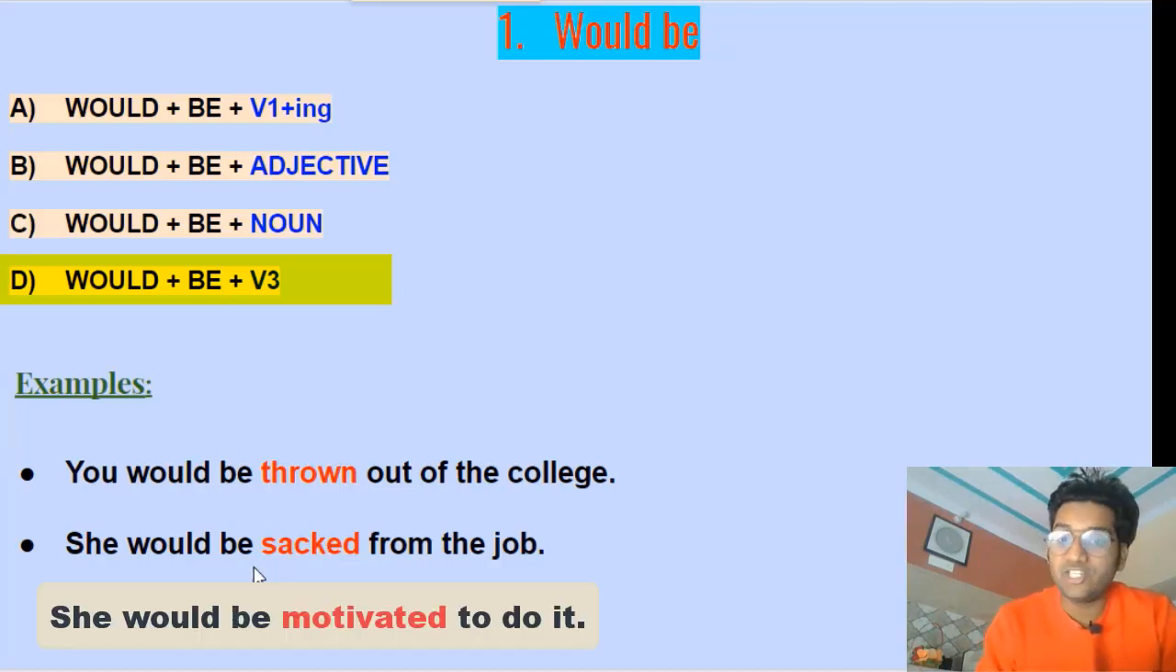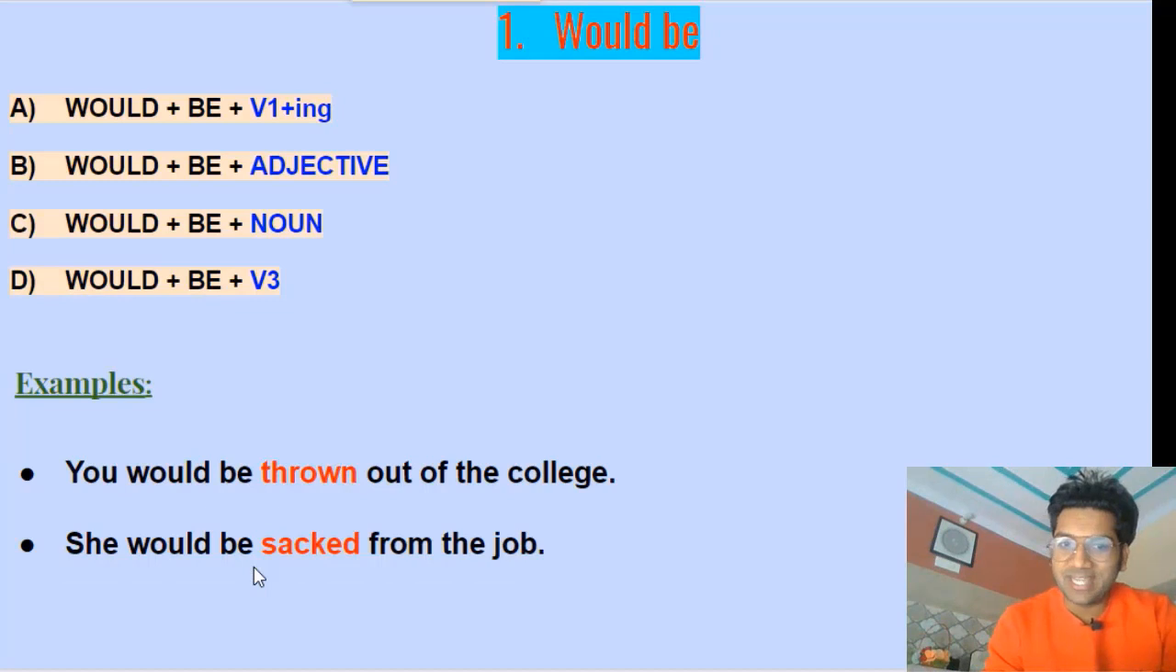For example, she would be motivated to do it. Motivated here is a past participle, the third form of the verb motivate. Now, this sentence is not in the passive voice. Motivated here is not a verb, it's an adjective. Yes, motivate is a verb as well, but here it's working as an adjective, and that's why the sentence is not in the passive voice. So you have to be cautious.